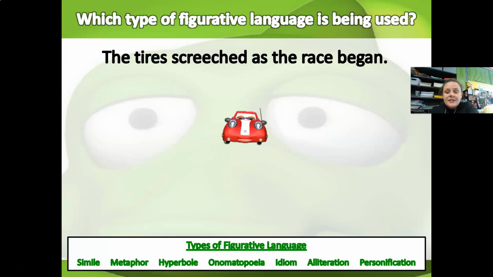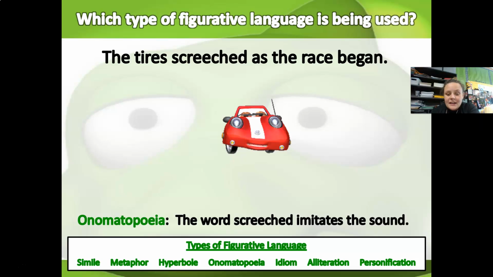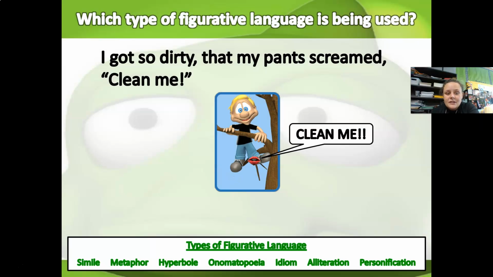The tire screeched as the race began. Have you noticed when we say screeched, it's onomatopoeia? It sounds like a screech. It imitates the sound. I got so dirty that my pants screamed, "Clean me!" Can pants scream?